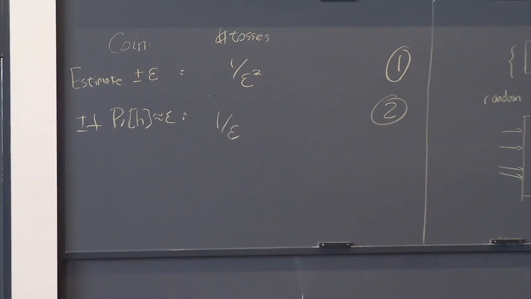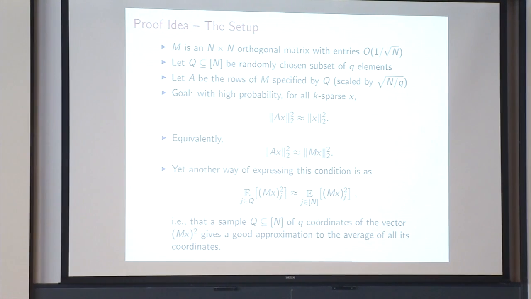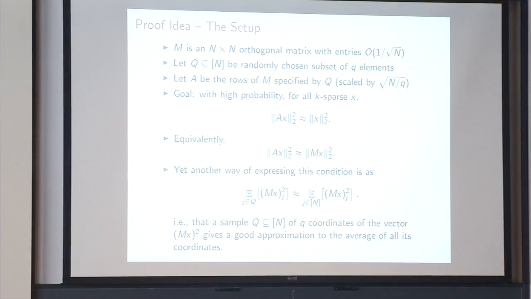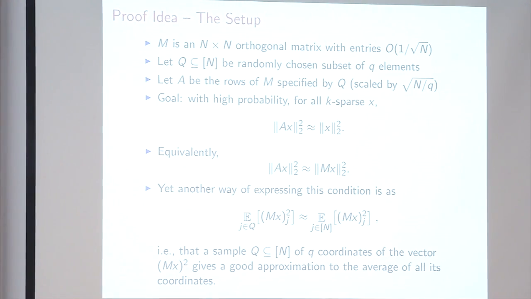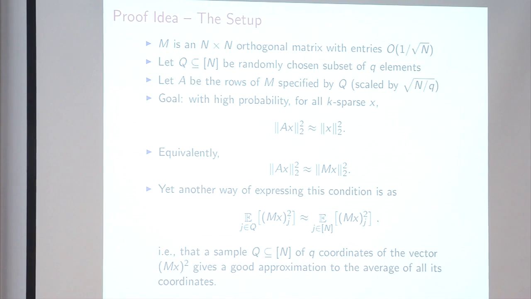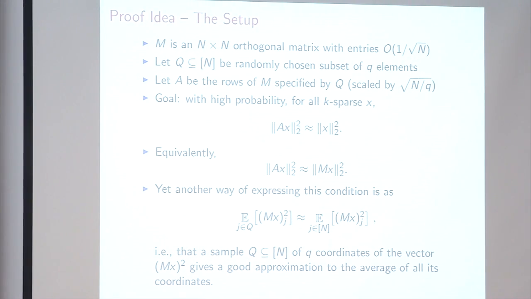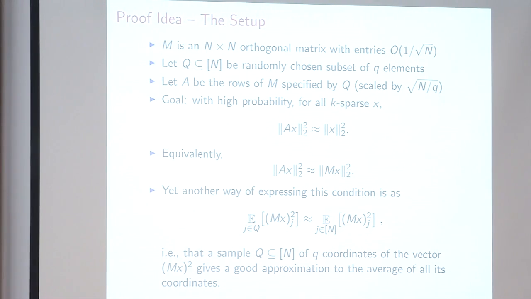that for all k-sparse x, remember this is what the RIP property is about, the L2 norm of Ax is like the norm of x. And here is the first simple but crucial observation. M is an orthogonal matrix. It's a unitary matrix. It preserves norms. So the norm of x is exactly the same as the norm of Mx. So I can equivalently ask for the norm of Ax to be like the norm of Mx.